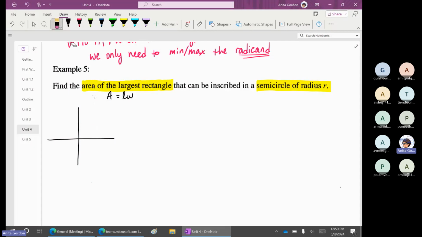Oh, that was ugly. Let's try again. Oh, I can't get it symmetric. Okay, I'm going to try one more time. Gentlemen, cut it out.